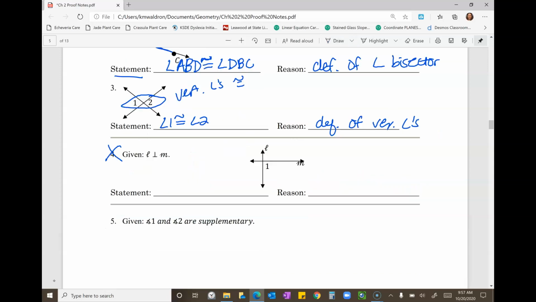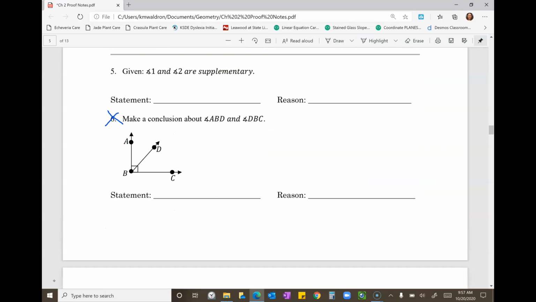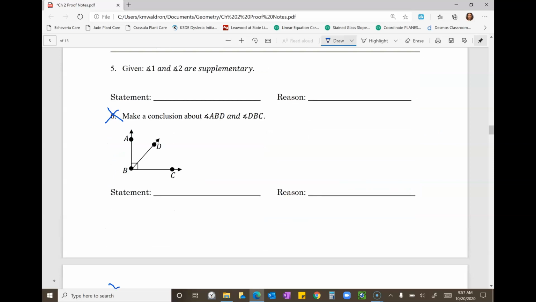Okay, we're going to skip 3. We're going to skip 6, and we're going to go to 5. So 1 and 2 are supplementary. So my key word is supplementary. What do I know about supplementary? It adds to 180. So I'm going to start the first part of our algebra statement.